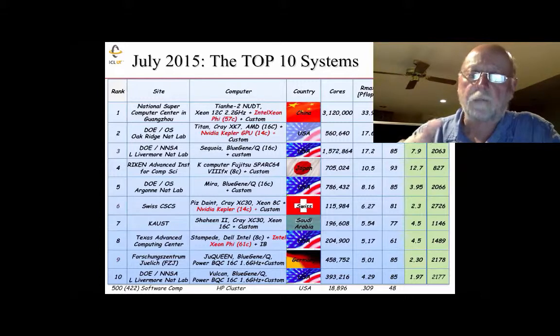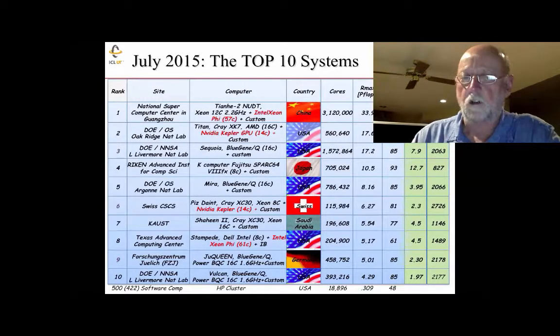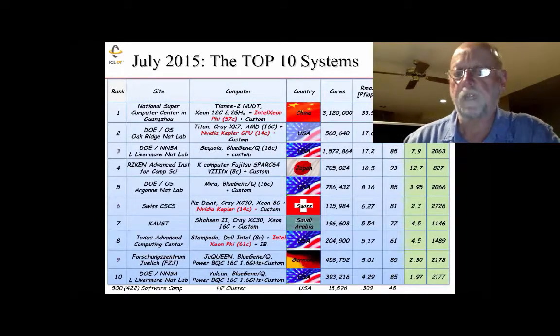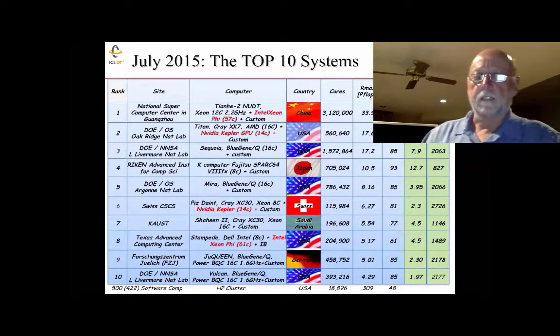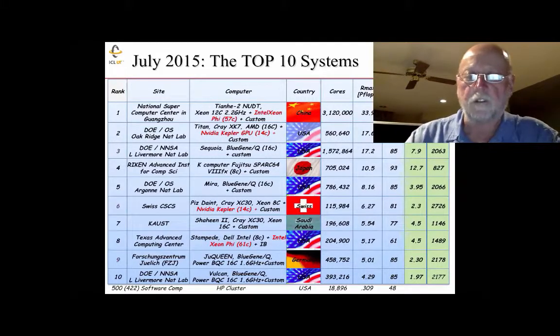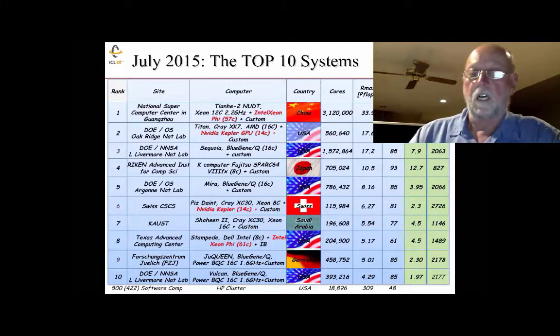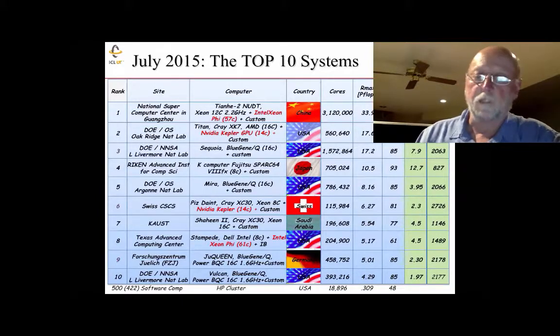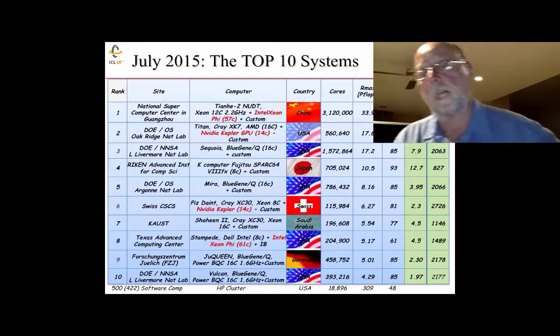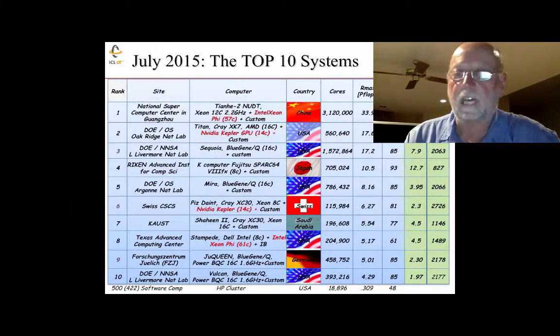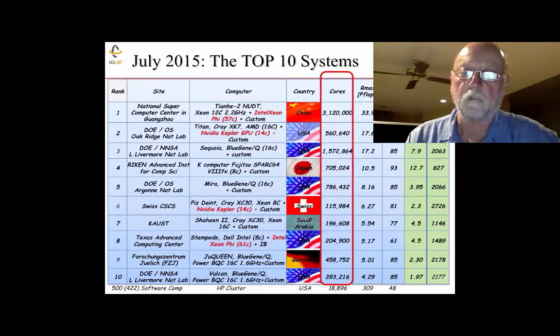The list of the top 10 machines has been pretty static over the last 3 years. Occasionally we get one new machine injected into the list. KAUST, this machine in Saudi Arabia, was the new entry this last time. It was made by Cray, has Intel processors and Cray's custom interconnect, and about 200,000 cores, achieving about 5.5 petaflops of execution.